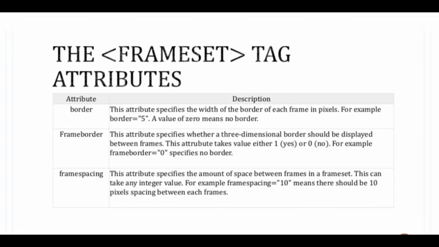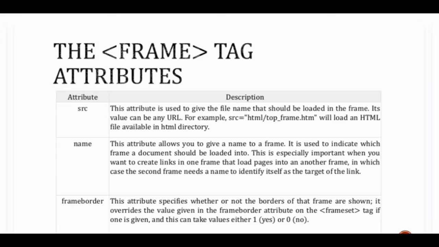Now we can observe some attributes of the frame tag like border, frameborder, framespacing. The border attribute defines the width of the border of each frame in pixels. Frameborder, this attribute specifies whether a 3-dimensional border should be displayed between frames or not. Framespacing, this attribute specifies the amount of space between each frame in a frameset. Next one is src. This attribute is used to give the file name that should be loaded in a particular frame. Its value can be any URL, like src equals any URL that you can create in your frame. Then the name and frameborder attributes.